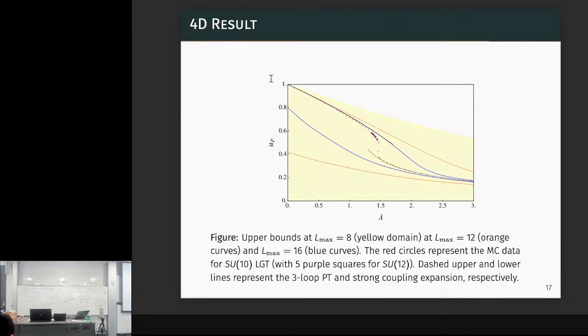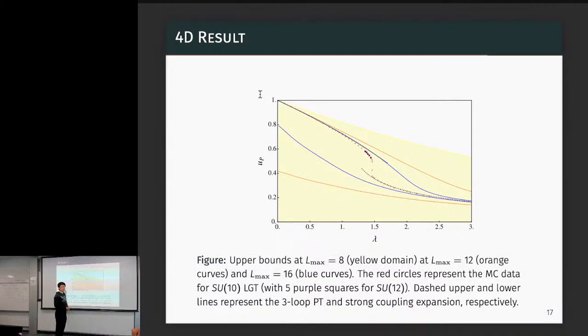So here you keep increasing the bootstrap cutoff: 8, 12, 16, with upper bound and lower bound. In the middle here is the large-N result for SU(10) and SU(12), and the dashed lines are the weak coupling perturbation. For very small lambda, actually, the bootstrap result is better than the Monte Carlo, because in Monte Carlo you suffer from the finite lattice and the finite N. You are not really doing large N.